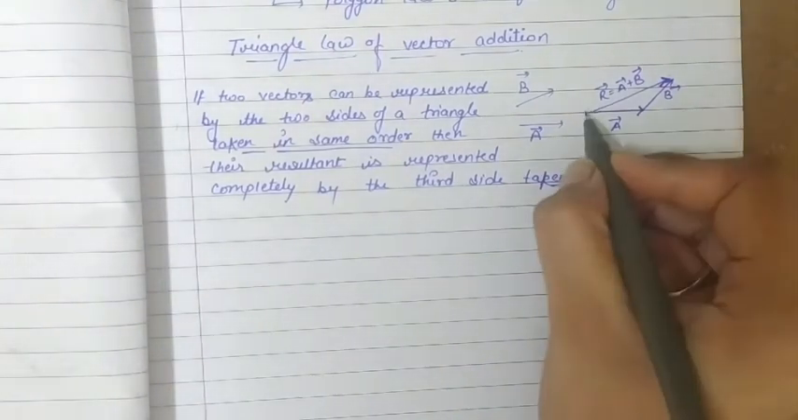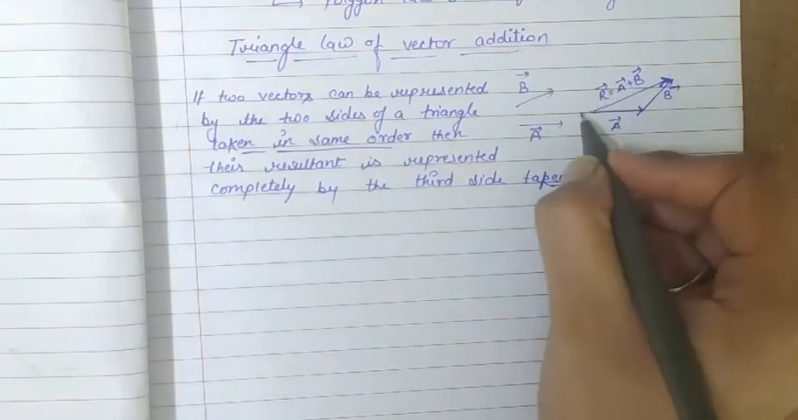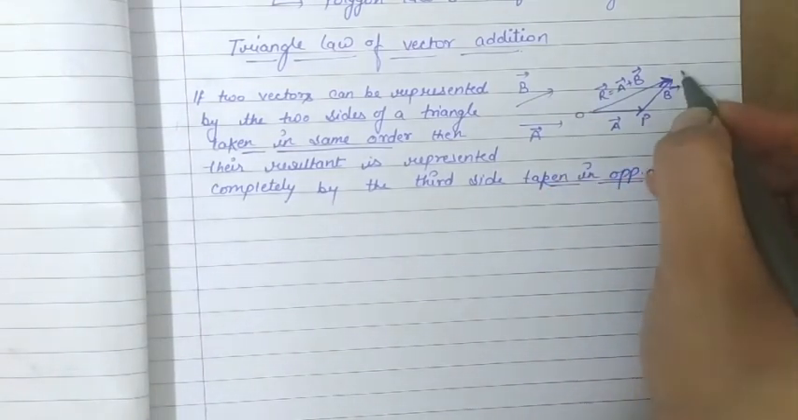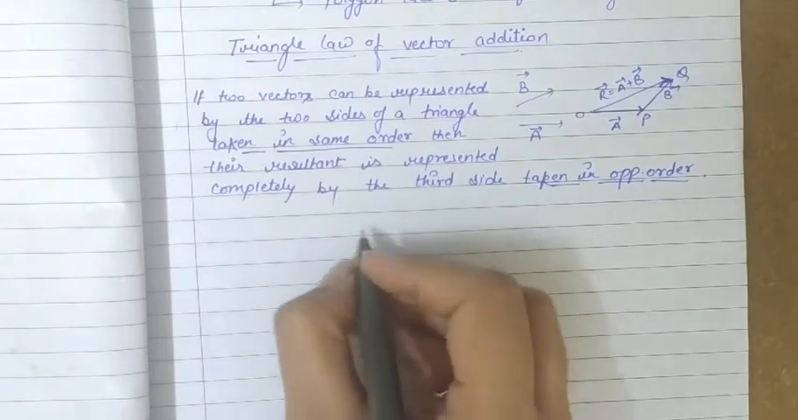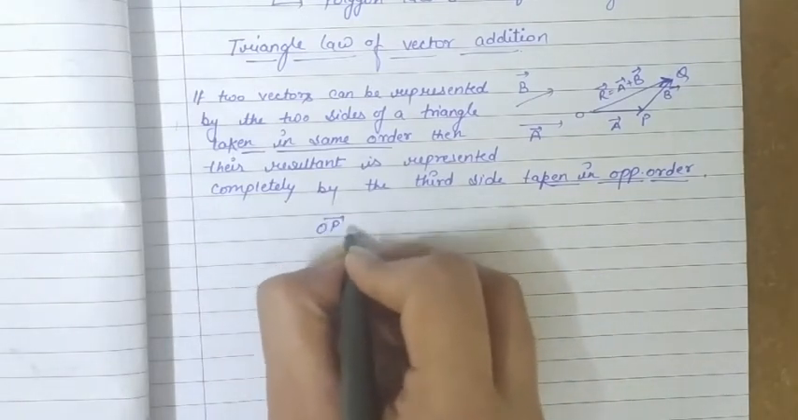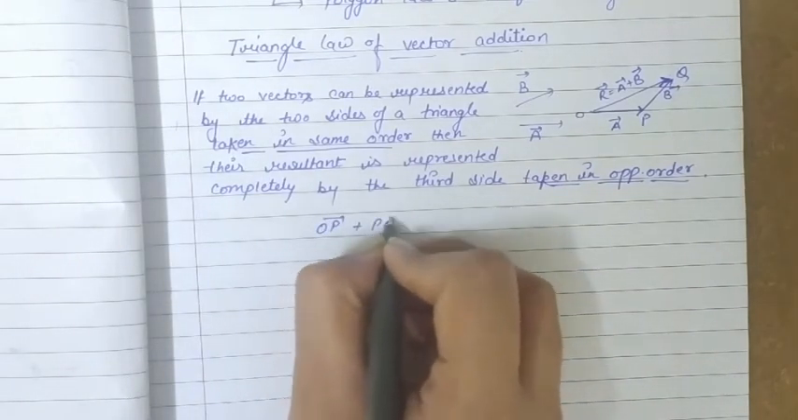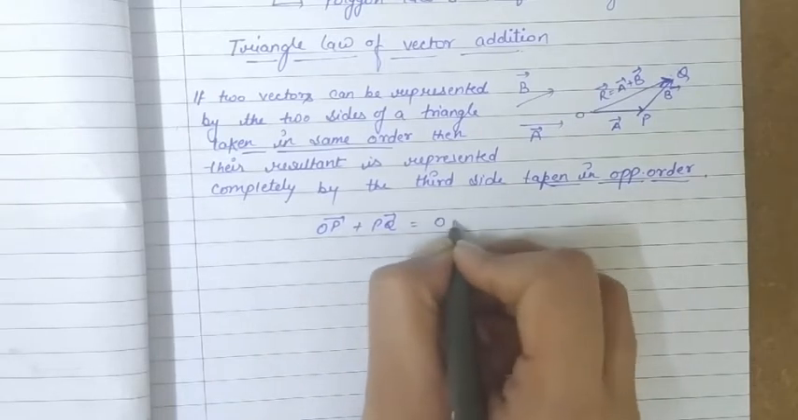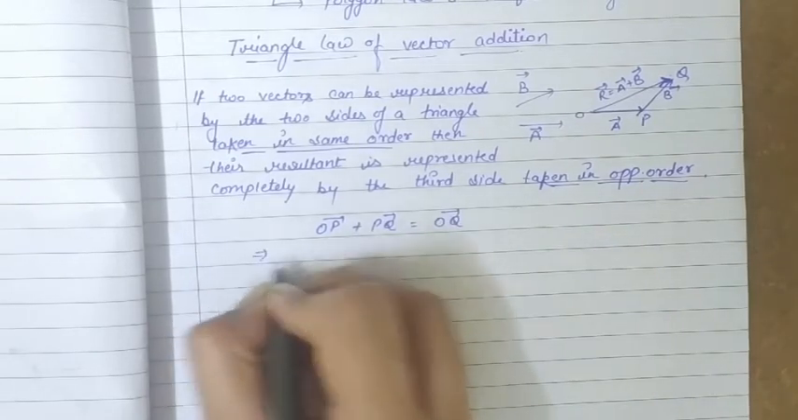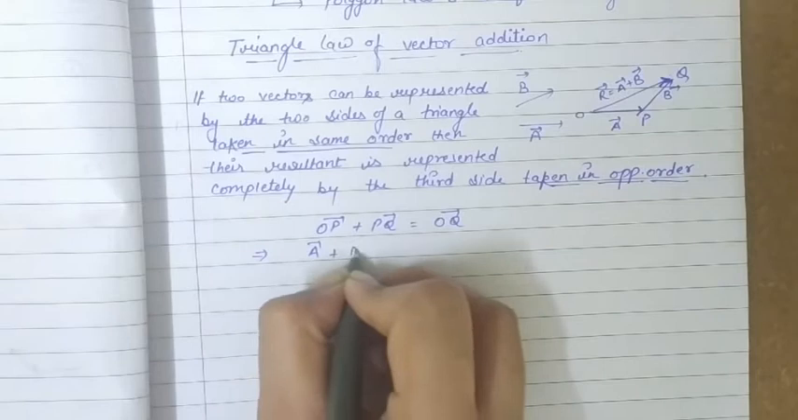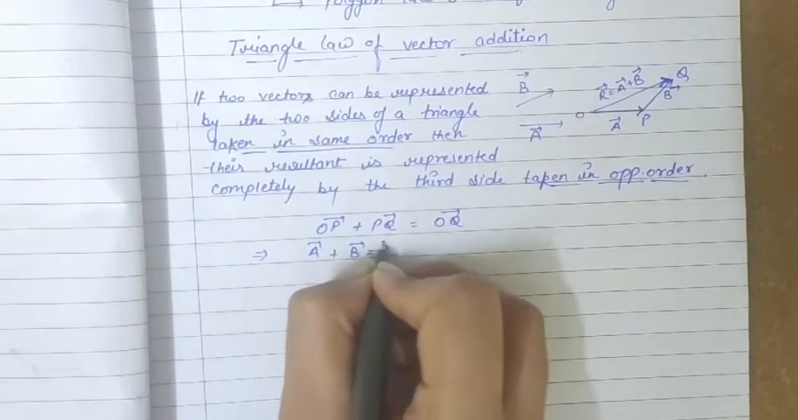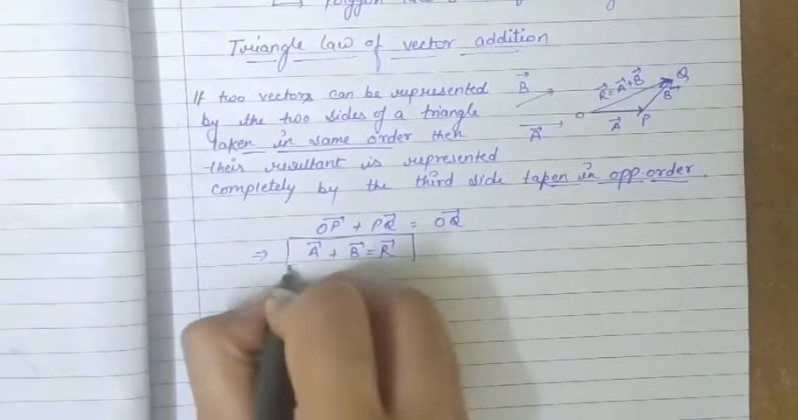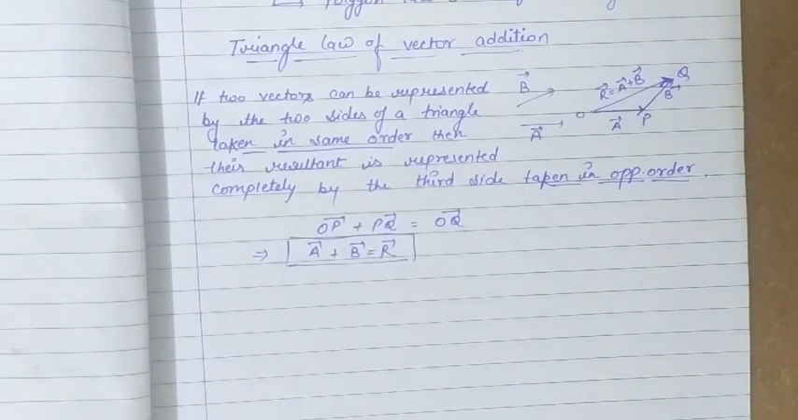And according to this triangle, if we name it as O, P and Q, then we get OP vector plus PQ vector is equal to OQ vector. That means A vector plus B vector is equal to R vector. This is the resultant of vector A and vector B using triangle law of vector addition.